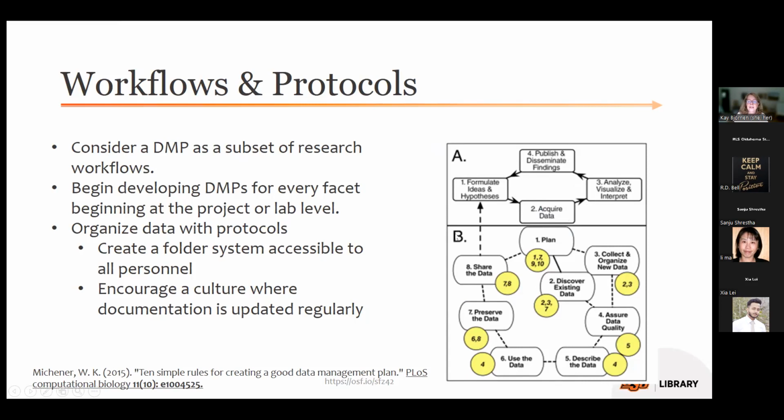So the top box there, A, shows the abbreviated research data lifecycle, where you're formulating your ideas and acquiring data, analyzing, publishing, and disseminating findings. And then down below are all the different places where workflows may exist. And so, again, this is a thought process. So go into your DMP having thought through how these things link together in such a way that when you create the DMP, you're able to include the details in the DMP.